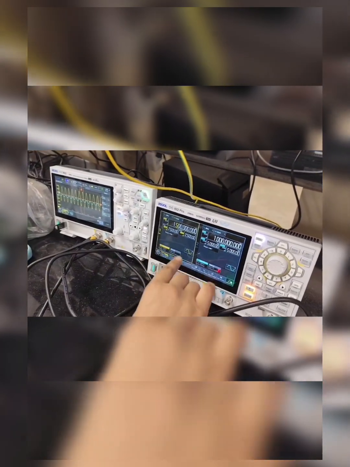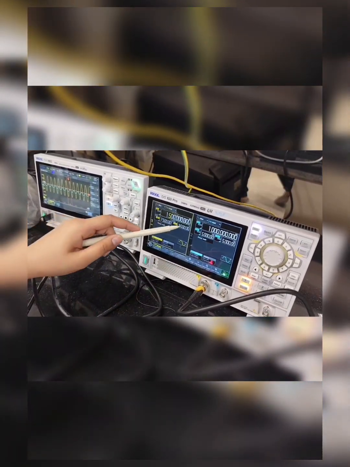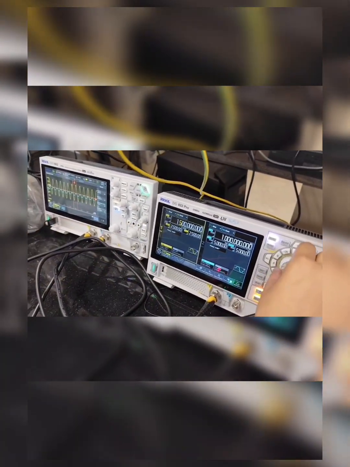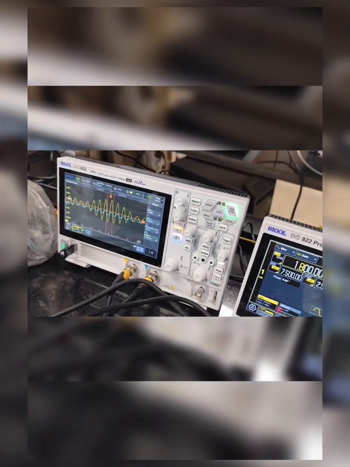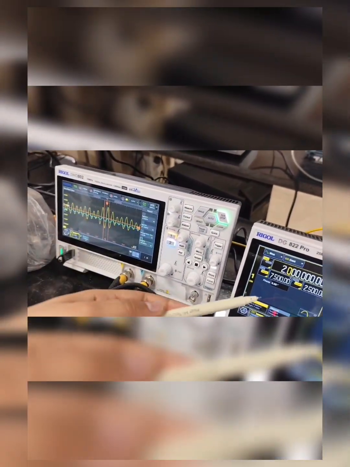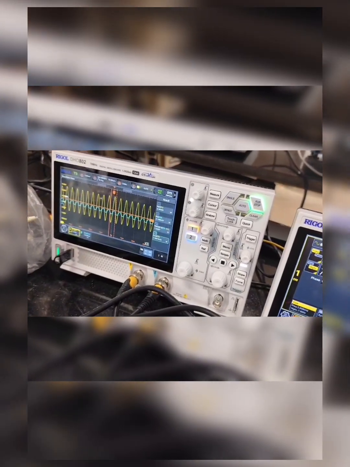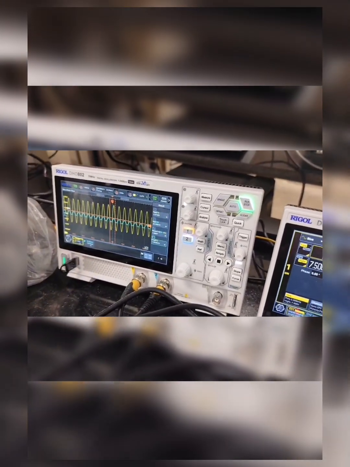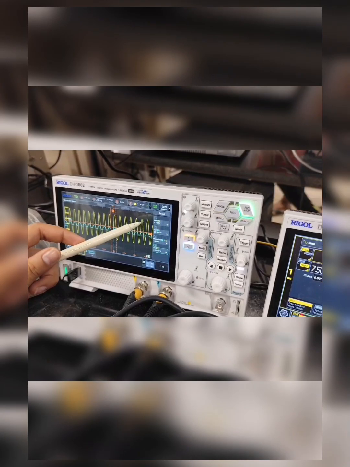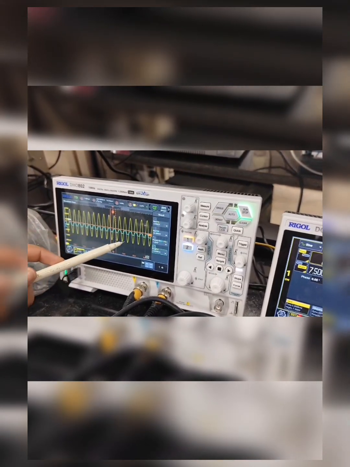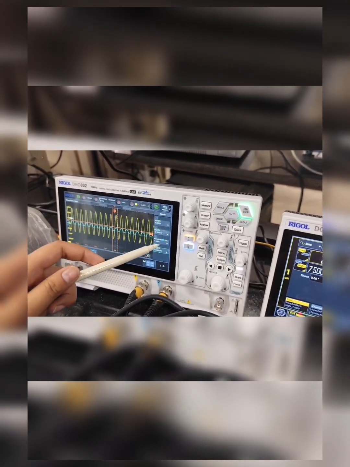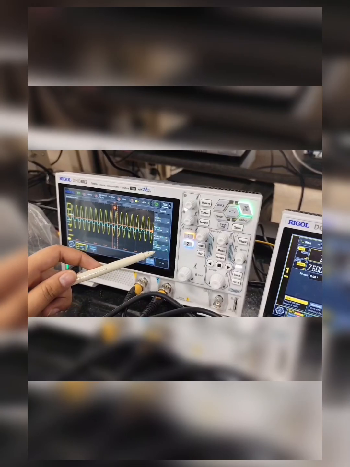Right now the frequency is 1.5 kilohertz. If I change it to 2 kilohertz, here I have changed it to 2 kilohertz, we can see the corresponding change in the waveform in the oscilloscope. Here we can see the V peak to peak value of C1, the peak to peak value of C2, the phase difference and the frequency.